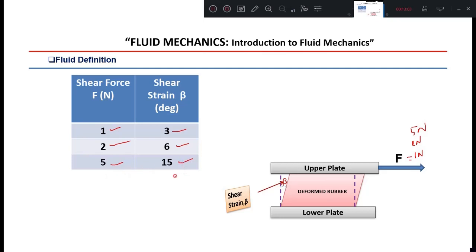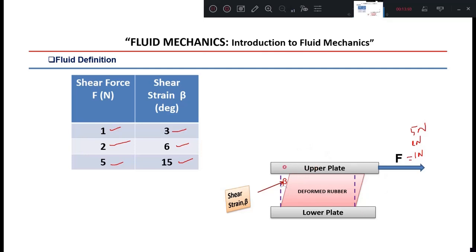So what can we conclude here? The amount of total angular deformation of a solid body is directly proportional to the magnitude of the shear force applied. I'll repeat once again: the amount of total angular deformation, that is beta, of a solid body is directly proportional to the magnitude of the shear force applied. So this is the explanation of this concept of a rubber held between the two plates.